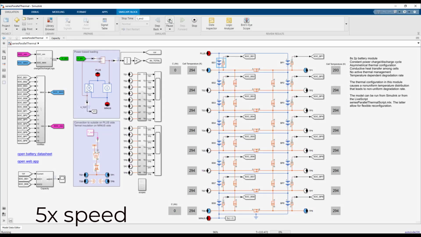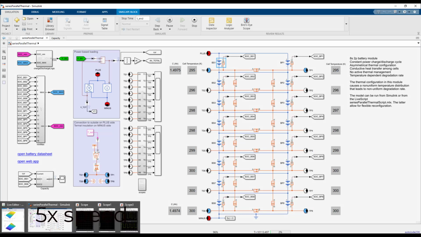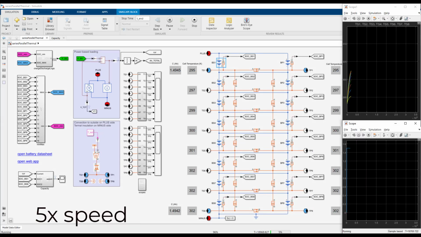The pack is cycled with a square wave of 300 watts in both charge and discharge. Switching between charge and discharge is based on the SOC of the pack reaching a lower and upper threshold. The total simulation time is 100 hours.